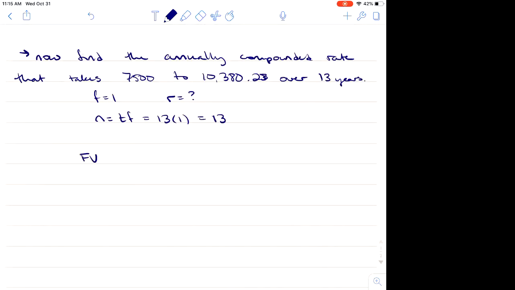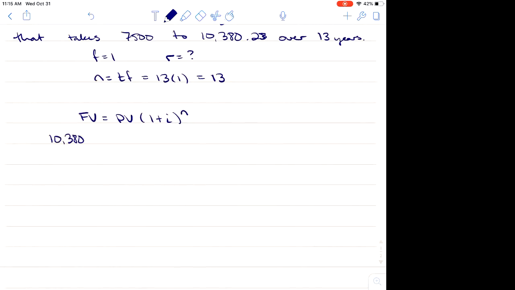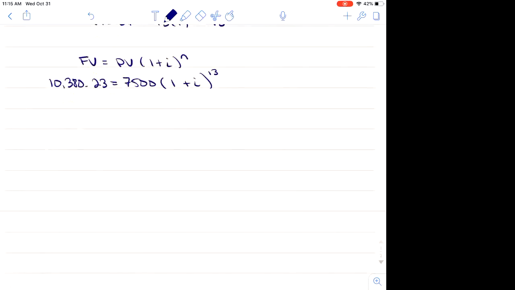So we know our future value is our present value times 1 plus I to the power of n. We have to solve for I, the periodic interest rate, in order to solve for R. So we know our future value is $10,380.23, and the present value must be 7,500 times 1 plus I, which we're trying to solve for, to the power of 13. We want to shake out the I here in an attempt to find R. So we're going to divide both sides by 7,500, so 10,380.23 over 7,500 is 1 plus I to the power of 13.